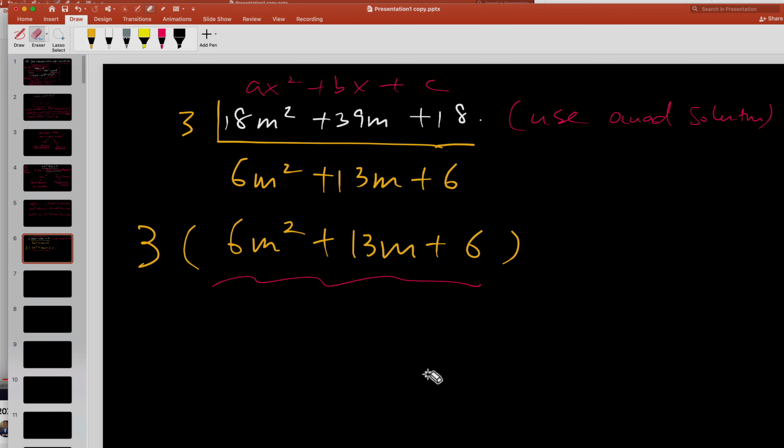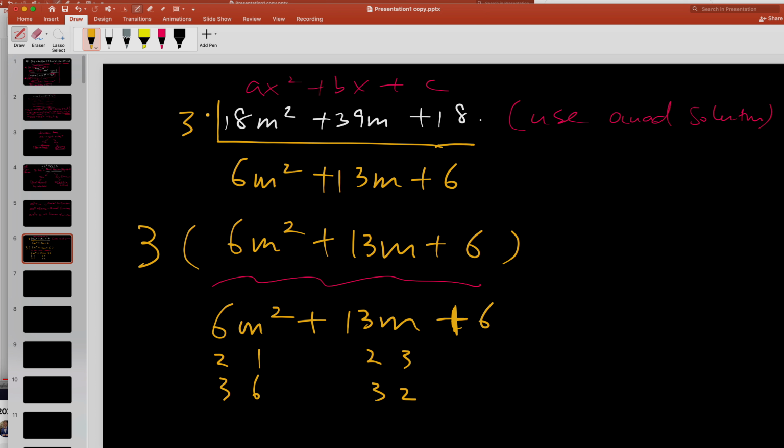So I focus on the 6m squared first. I think for 6m squared plus 13m plus 6, it's pretty easy to find the answer. Is it easy? Let's see. So 2, 3, right? 1 and 6, right? Then over here is 3 and 2, or 2 and 3, okay. I'm talking about the plus 6 at the back. It can be 2 and 3. It can be 3 and 2. It can be 1 and 6. It can be 6 and 1.